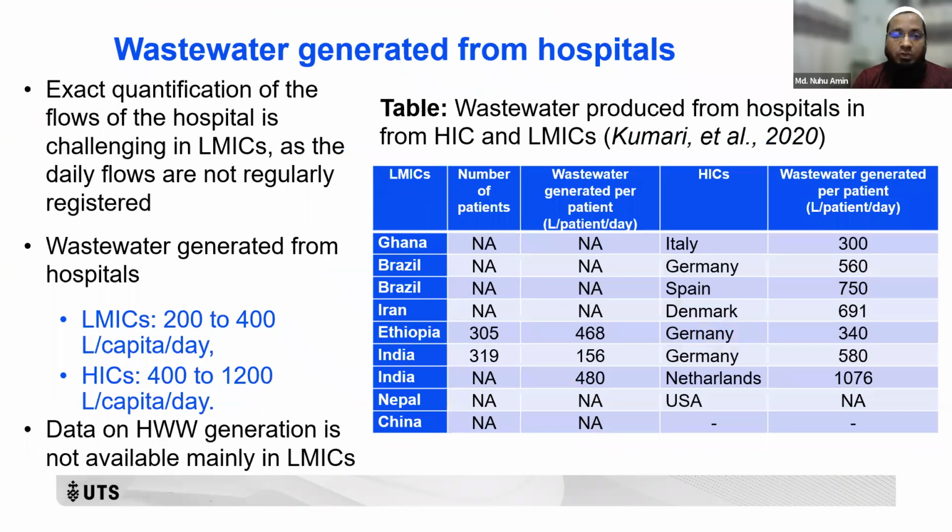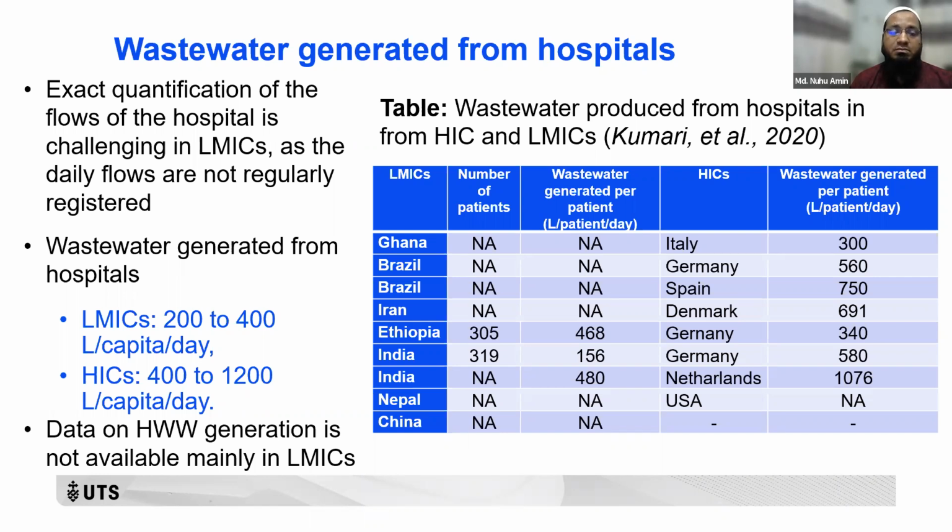So now let's talk about wastewater production. As I discussed earlier in the slide, wastewater production is really correlated with water consumption in the hospital, but the exact amount and volume of water is really difficult to measure in low income communities, because there is no way that we can regulate and register the water in low and middle income countries.